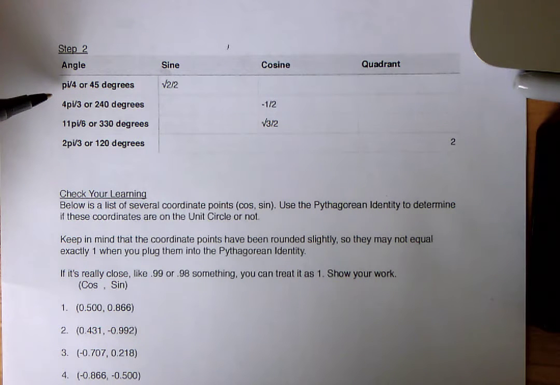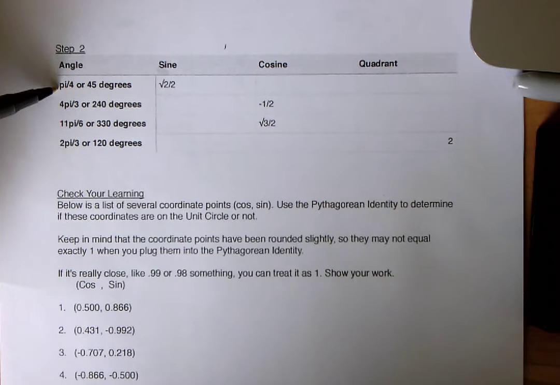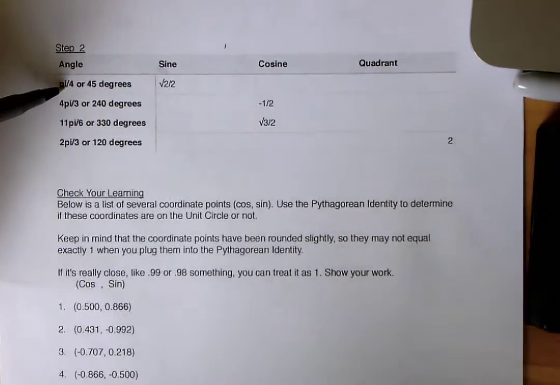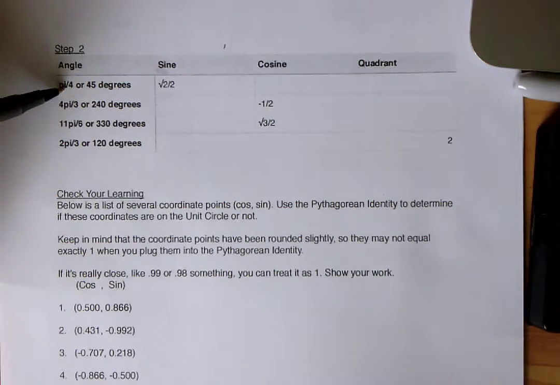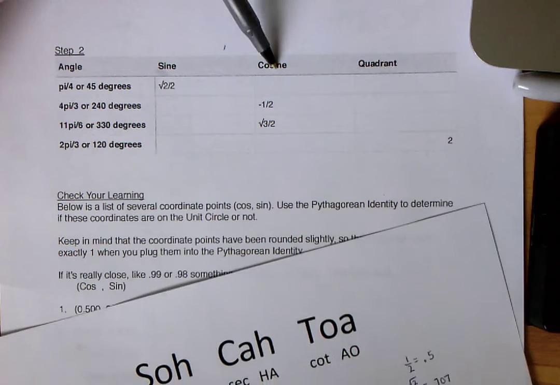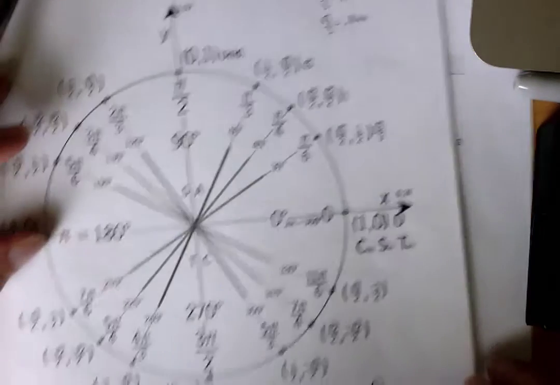So I'm going to show you one of these, and then maybe I can show you 2 of these. So for this one, pi over 4, where is that located? Well, you guys actually have seen this on your unit circle. So we have to find the sine value, which is given, cosine, and the quadrant. So we just look at our unit circle, and you'll have this.